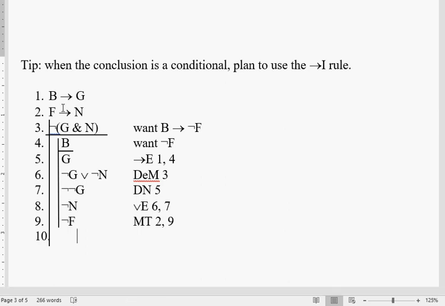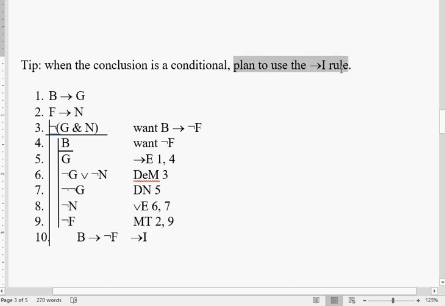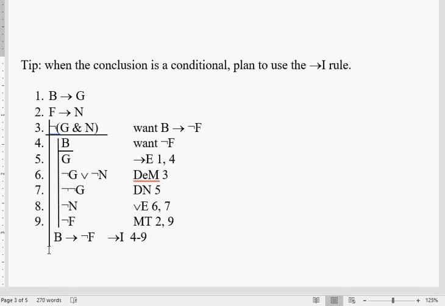But if you look at the logic in lines 4 through 9, we have assumed that B is true and shown that not F is a consequence, so we have therefore proved if B, then not F. And that is the arrow introduction rule, which was our tip here. In this case, we cite all the line numbers in the subproof, 4 through 9. Ideally, that B then not F should be closer to the number 10, so kind of right under. There it goes, that way, on line 10. So that's how the proof should look there.